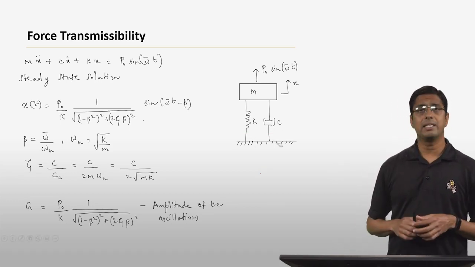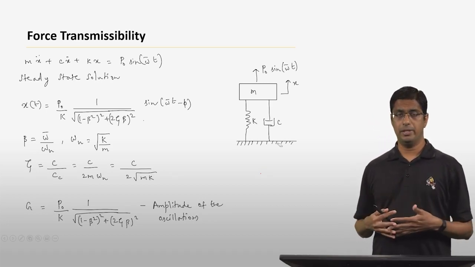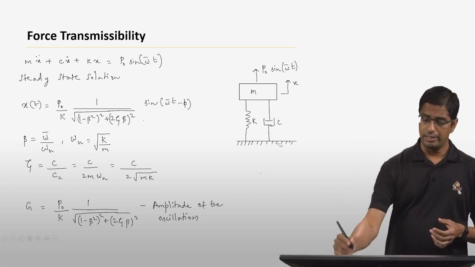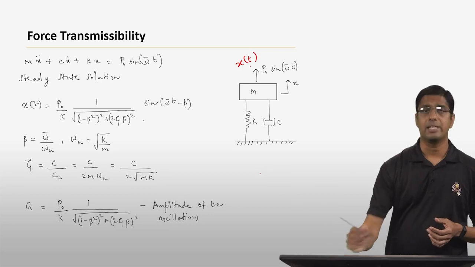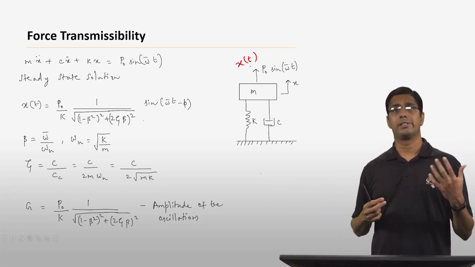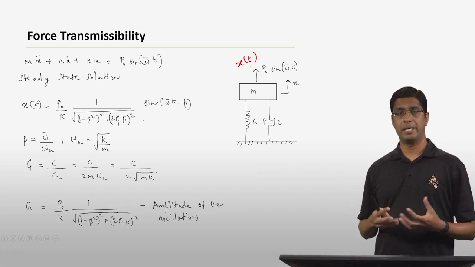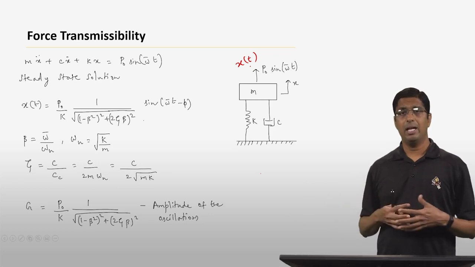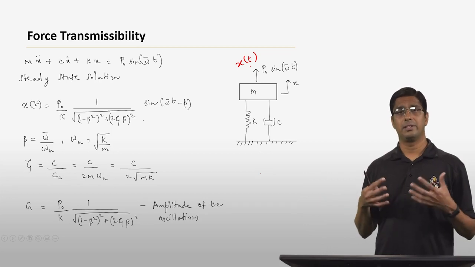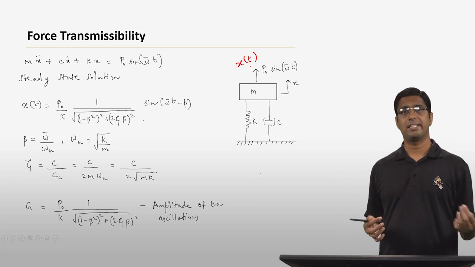It is fairly easy to do that because we already know the solution for a system like this. We essentially know the solution for the displacement x of t. That is what we derived in the previous lectures. Because we know the displacement function as a function of time, we know that the spring force is nothing but k times x, and the damper force is nothing but c times x dot. So the total force that is transmitted to the base or to the foundation is kx plus cx dot.